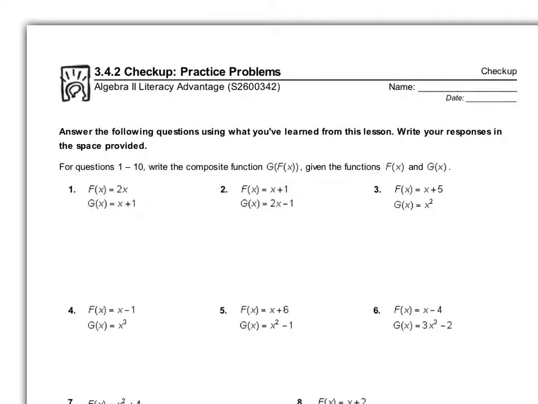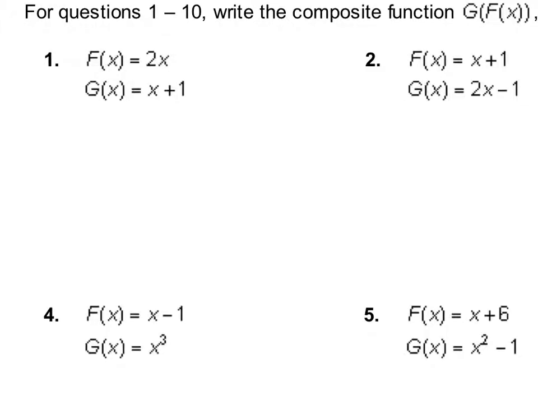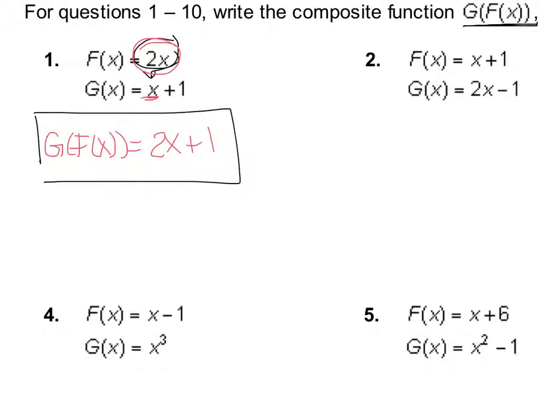So now looking at the checkup, we're going to do the odd problems, starting with number 1. My instructions have asked me to write the composition g of f of x. What that means is I'm taking f of x, whatever it is, and I'm plugging it in to g. So for the first one, I have g of f of x equals, instead of x in this function, I'm going to plug in 2x plus 1. Well, I can't do anything to that, so that's my final answer.